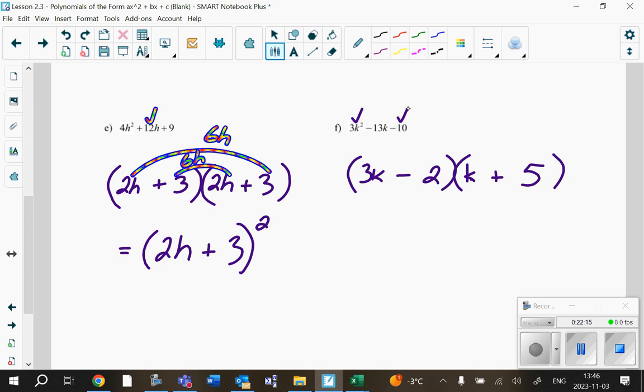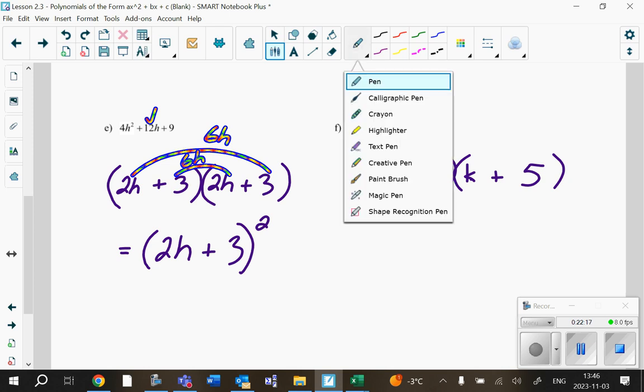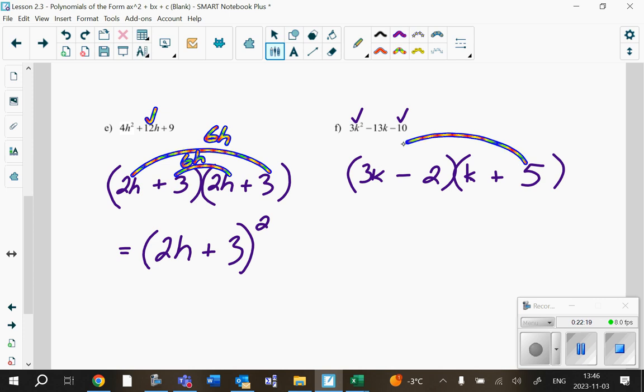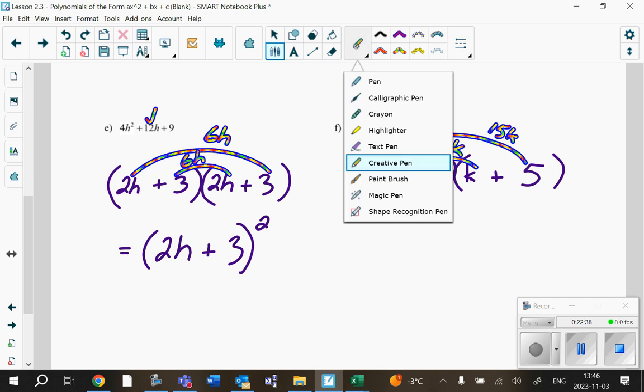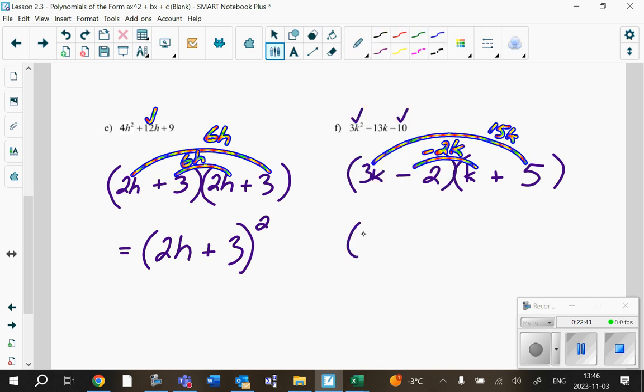I've got to rainbow this baby. So I get positive 15K, negative 2K. Does that make negative 13K? It does not. It makes positive 13K. That means I've got the signs incorrect. So all I have to do is switch the signs. Be careful. Make sure you're getting the right sign.